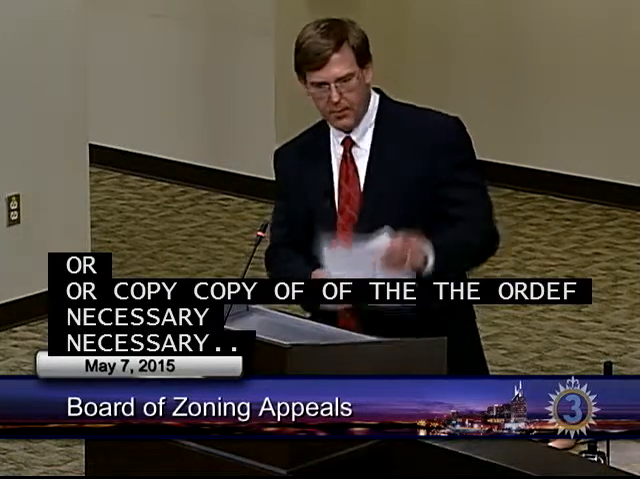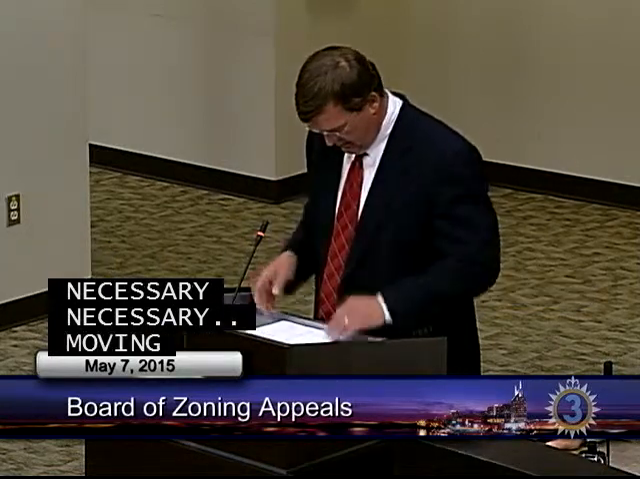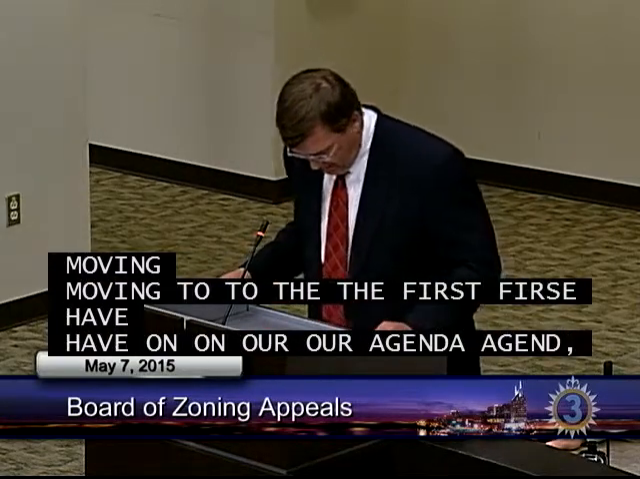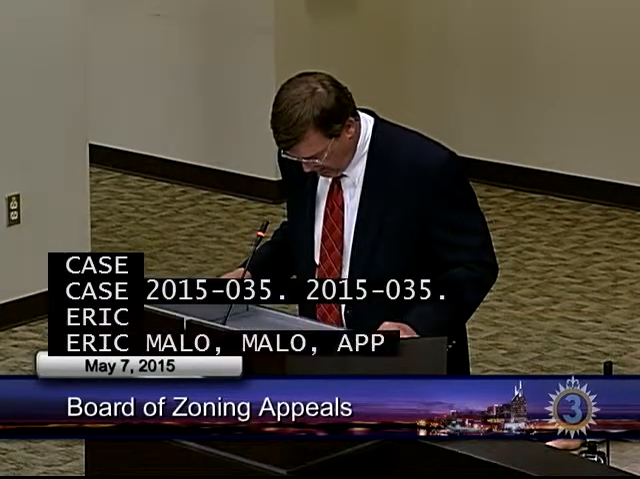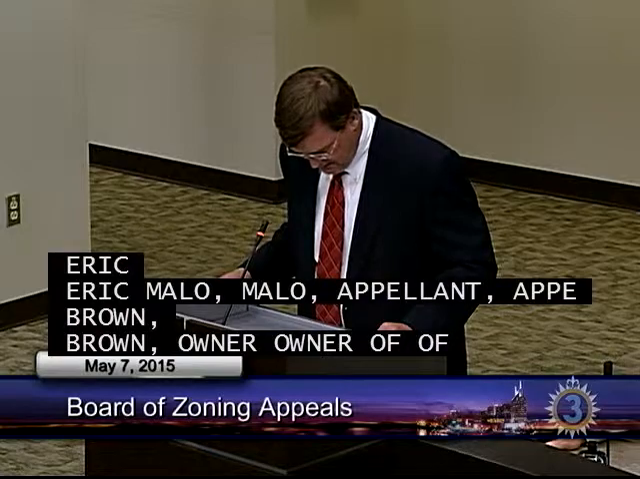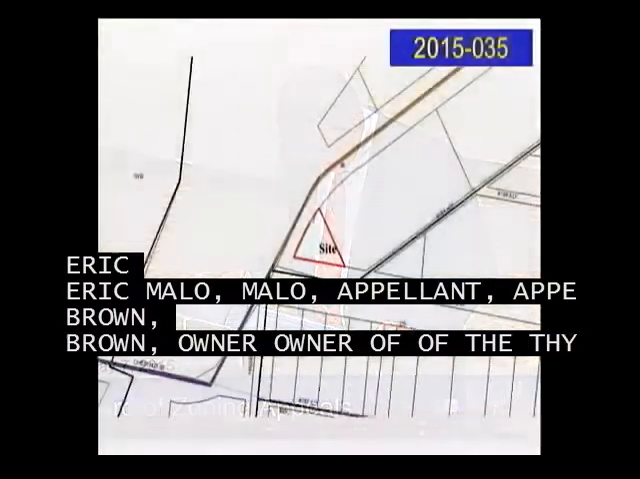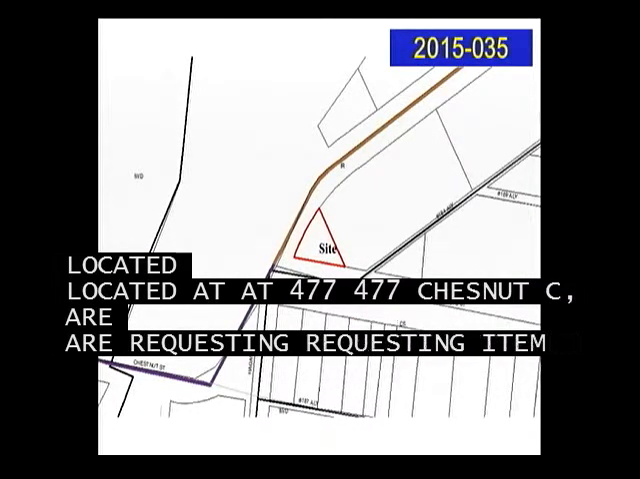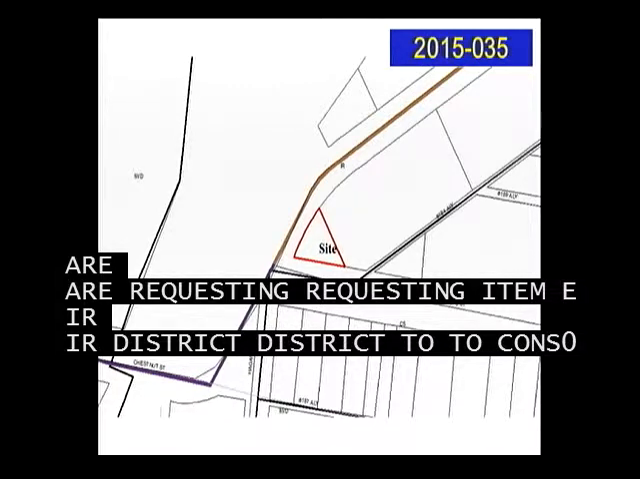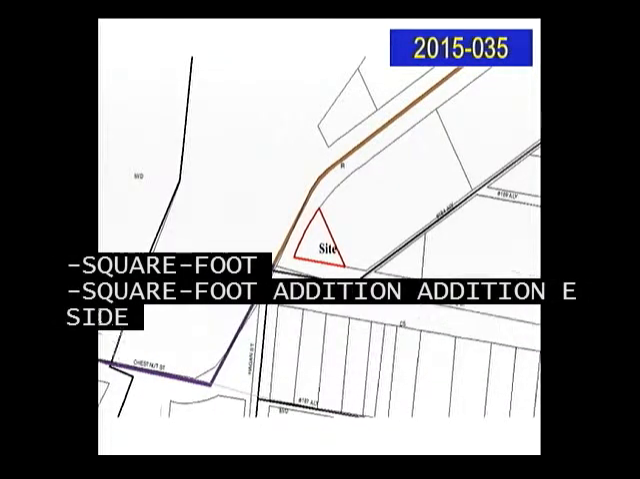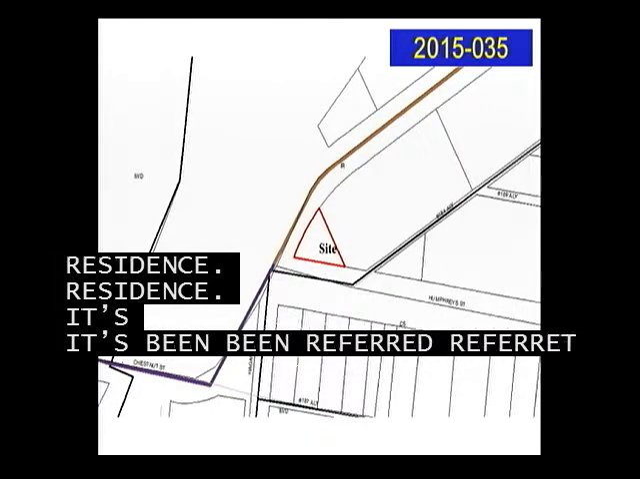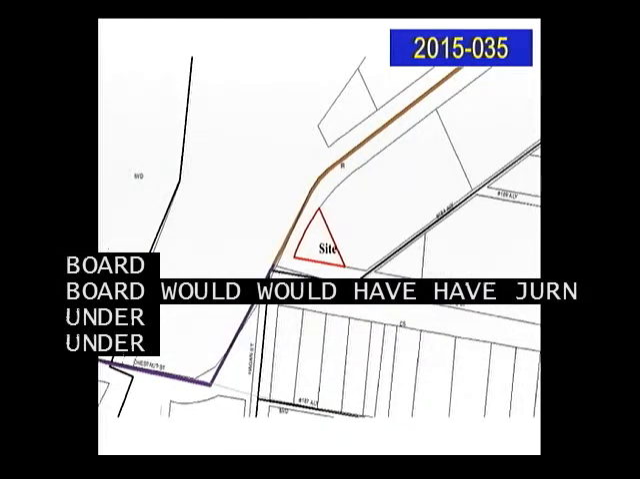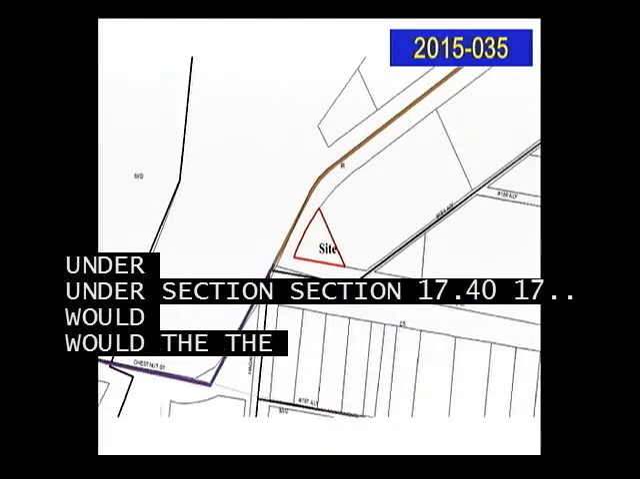Moving to the first case that we have on our agenda for today. It's case number 2015-035. It's Eric Mallow, appellant, and Leslie Brown, owner of the property located at 477 Chestnut Street, requesting an item D appeal in the IR district to construct a 320-square-foot addition to the side of the non-conforming residence. This has been referred to the board under Section 1740-660C. The appellant has alleged the board would have jurisdiction under Section 1740-180D. The appellants are free to come forward and make their presentation.